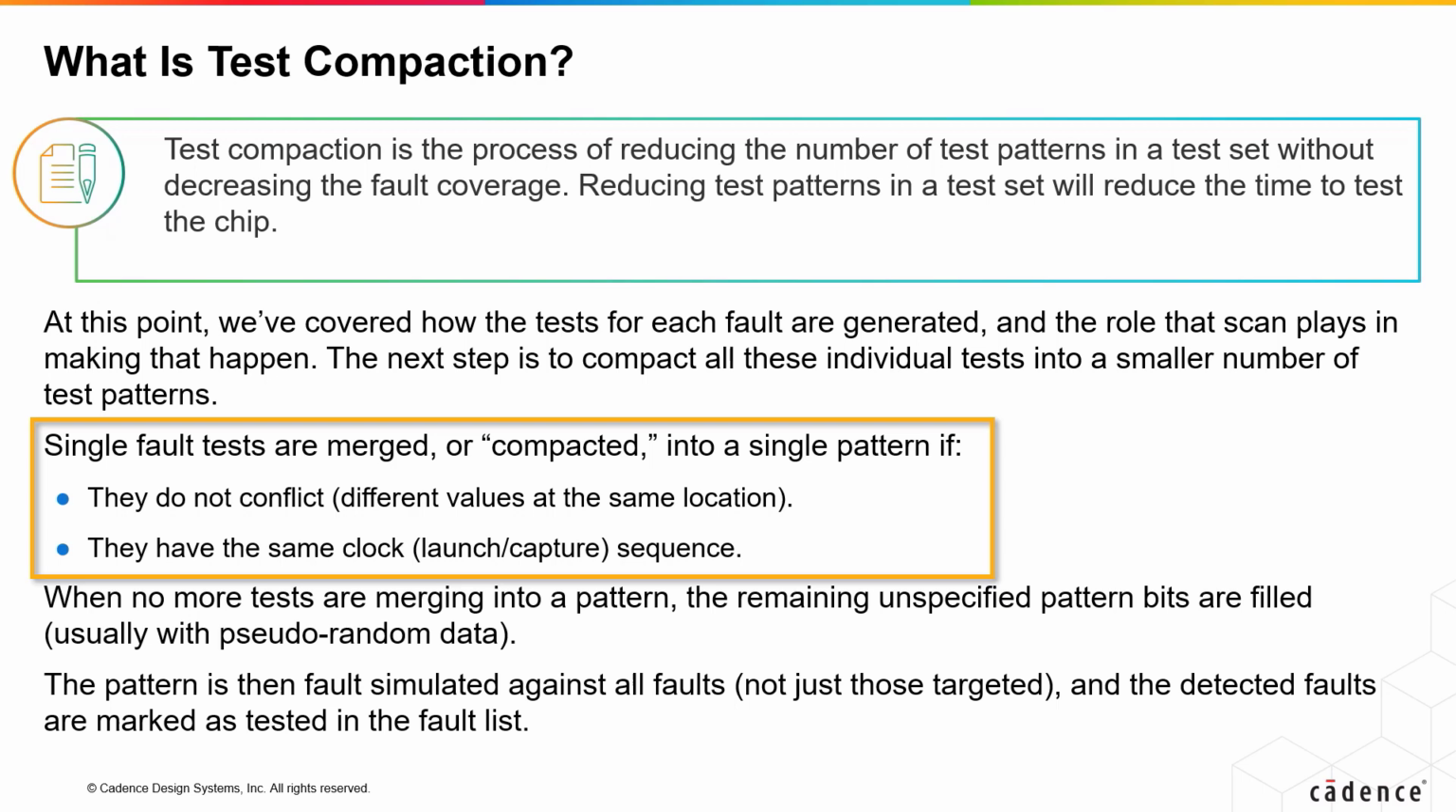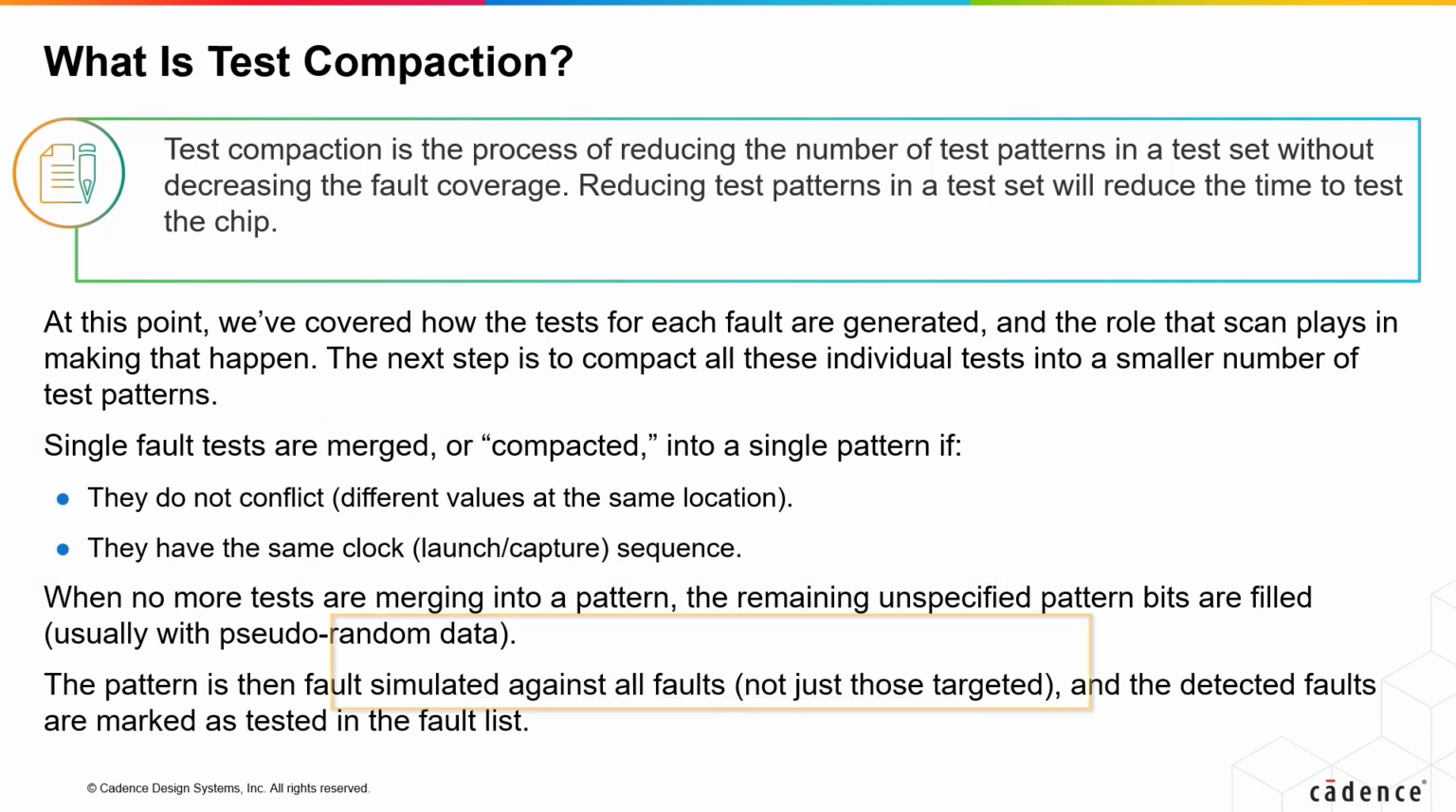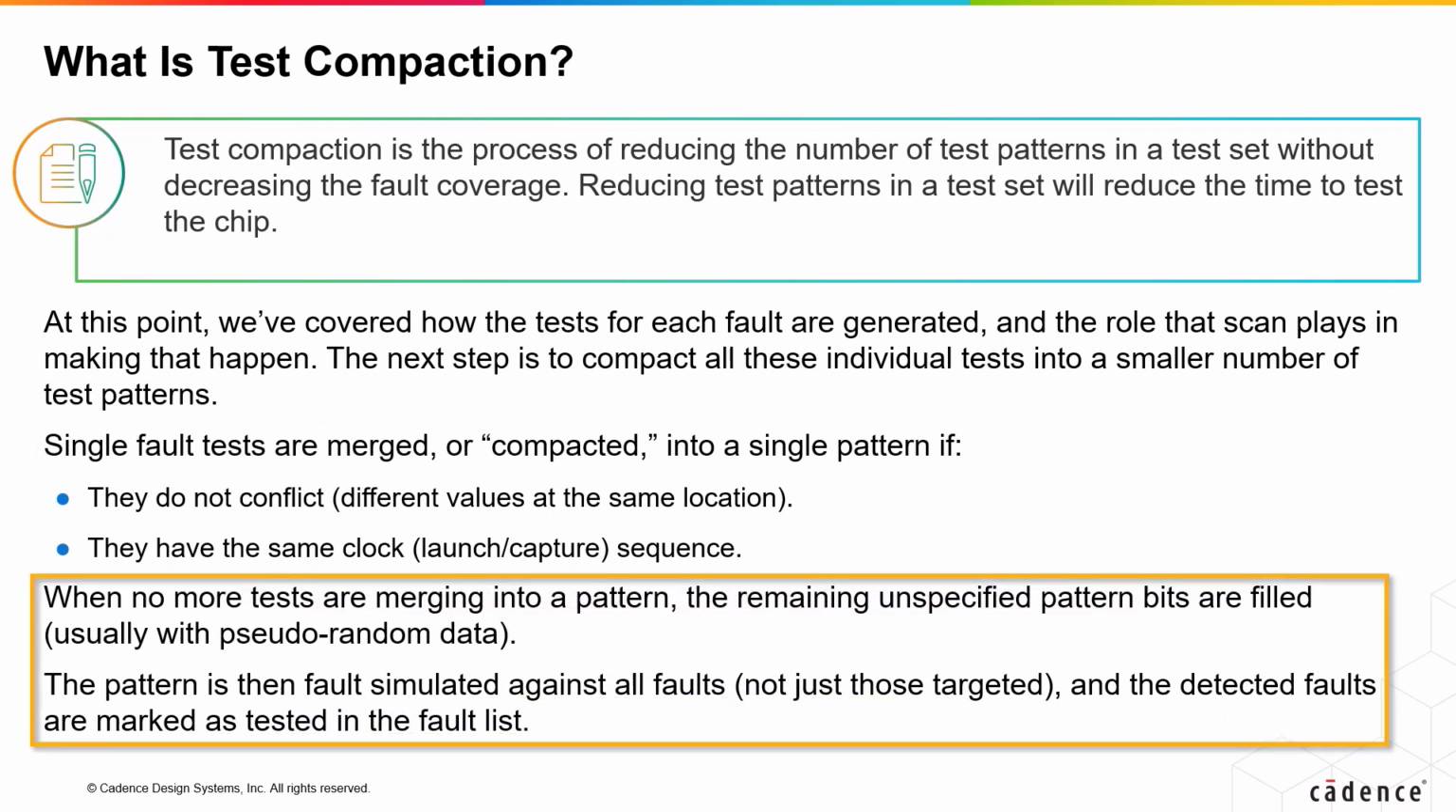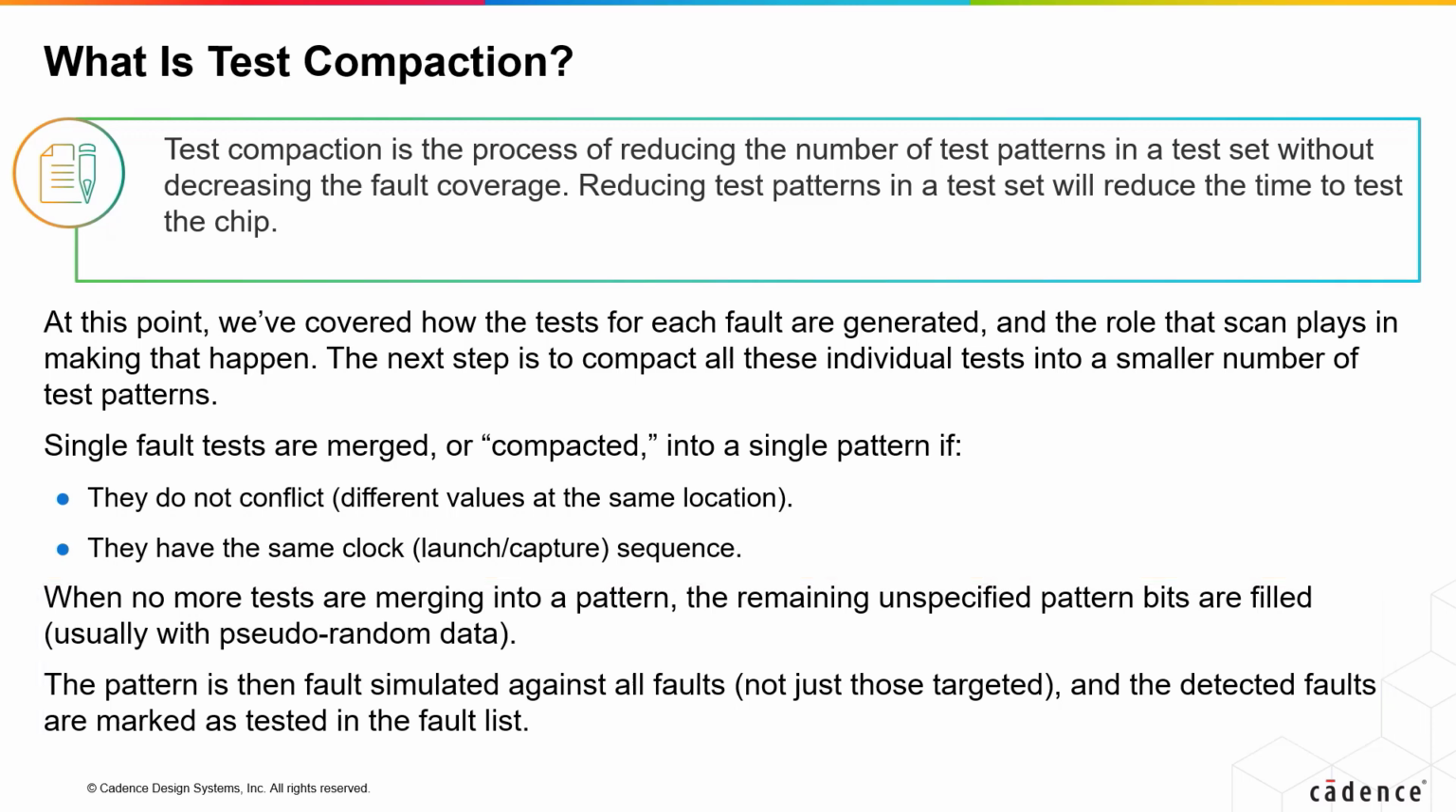The compaction program maintains buckets of patterns with compatible clocking and keeps track of how often a new test is merged into a particular pattern. Based on user-selectable criteria, the program will decide when it appears that no more tests are merging into a pattern. The remaining unspecified bits of the scan load are filled, usually with random data. The pattern is then passed to the fault simulator. In the fault simulator, the good machine response, no faults applied, is compared to the response of the circuit with each untested fault applied, one at a time. When the responses differ, the fault is marked as detected.